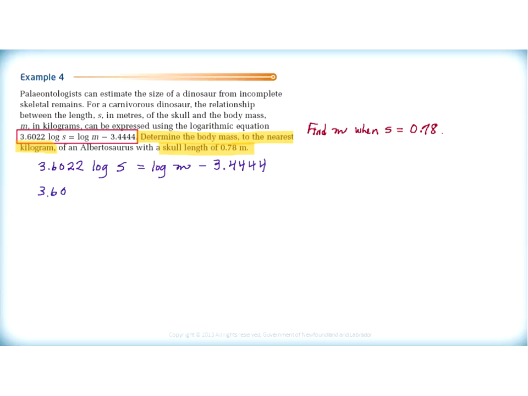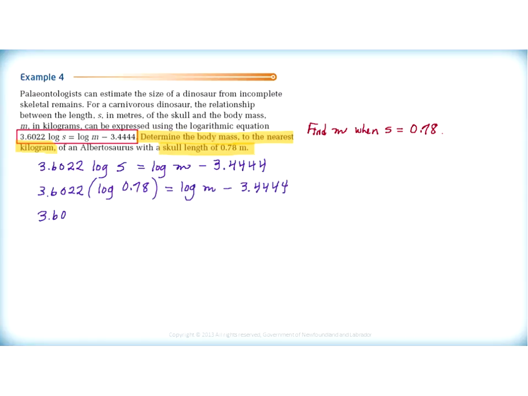So we have 3.6022 multiplied by the log of 0.78 is equal to the log of M minus 3.4444. We could calculate the log of 0.78 using our calculator.